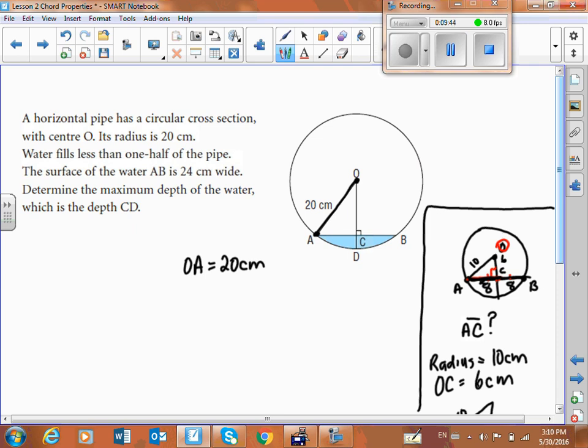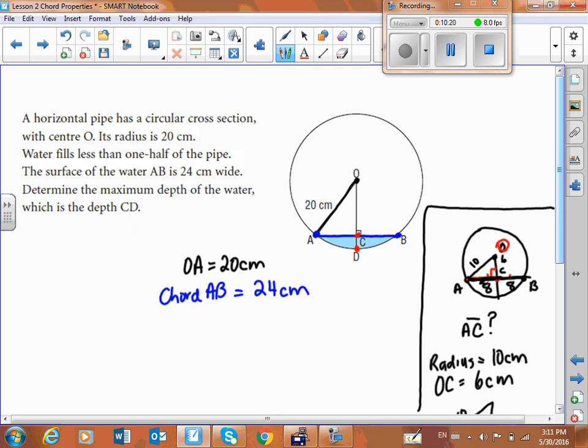Okay. Water fills less than 1/2 of the pipe. We know that the water is the blue there at the bottom, so there's a chord from A to B representing the top of the water. Okay, so we have chord AB, and we know that AB is 24 centimeters wide. Determine the maximum depth of the water, which is depth CD. So if you look at your diagram, CD is not very big. It's from here to there, okay?